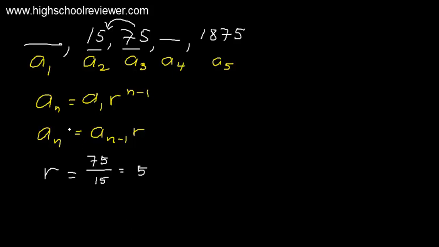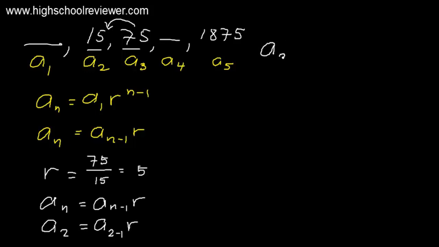Okay, now let us solve for a sub 1. We are going to use this formula. So again, the formula is a sub n equals a sub n minus 1 multiplied by r. So we are going to solve for a sub 2. We will use the formula for a sub 2. So a sub 2 will be equal to a sub 2 minus 1 multiplied by r. Our a sub 2 here, this will be equal to 2 minus 1 is 1. So this will be a sub 1 multiplied by r.